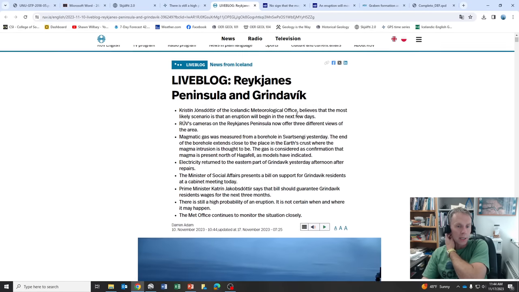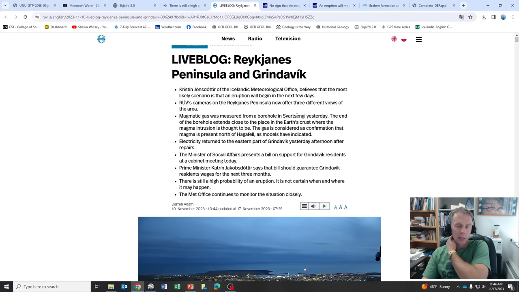But in looking at some of the other folks in the area, there are some differences, and I'll get to that here in a second. A couple other pieces of data here. This is from RÚV. Kristín Jónsdóttir of the Icelandic Met Office believes that the most likely scenario is an eruption that will begin in the next few days.